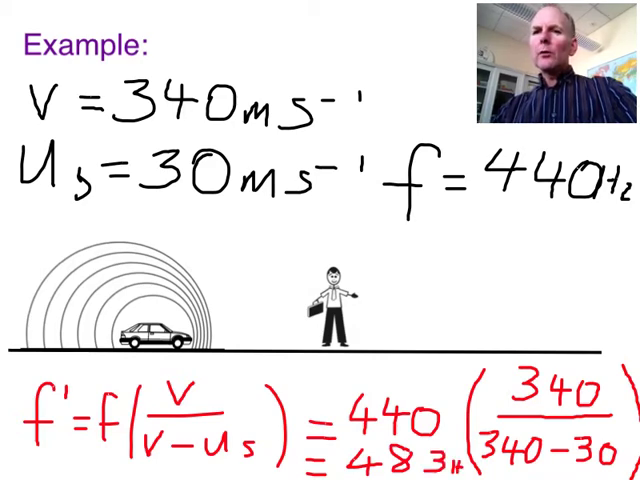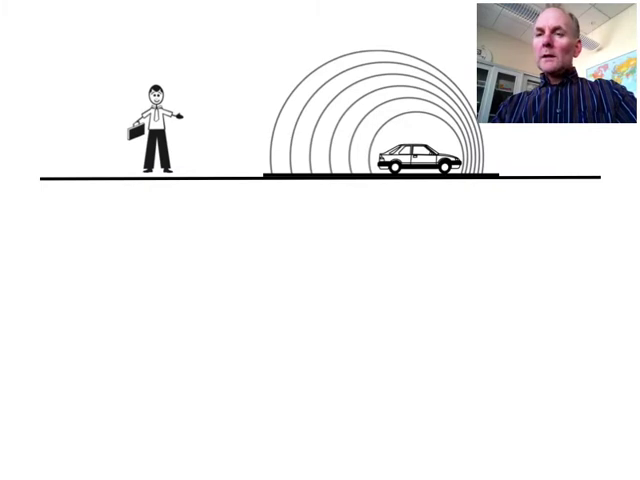So the apparent frequency of the sound that the person hears, 483 Hertz, is significantly higher than the actual frequency of the sound emitted. In the same example, as the car passes, the person will hear a lower frequency. The car is moving away in this direction and the person will hear the lower frequency.